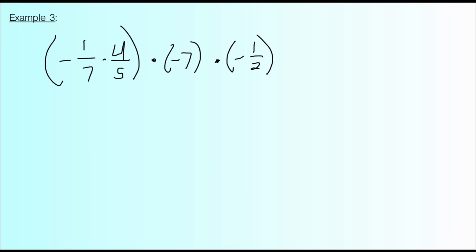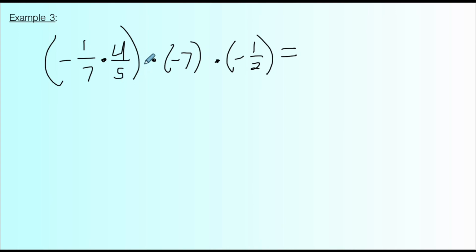I wanted to do one that has multiple steps in it just to look at one of these. We've got negative 1/7 times 4/5 times negative 7 times negative 1/2. It looks like a lot, but if you break it into chunks, you can do this quite easily. The first thing I'd like to note is what is the ultimate sign going to be in my final answer, positive or negative? Well, I have a negative times a positive, so that's going to be negative.